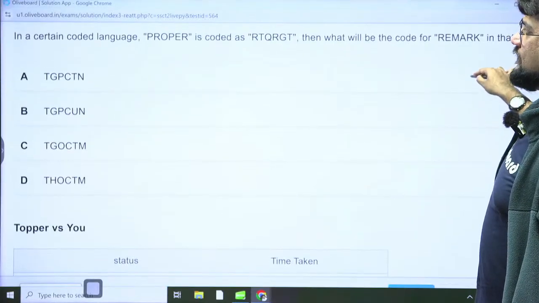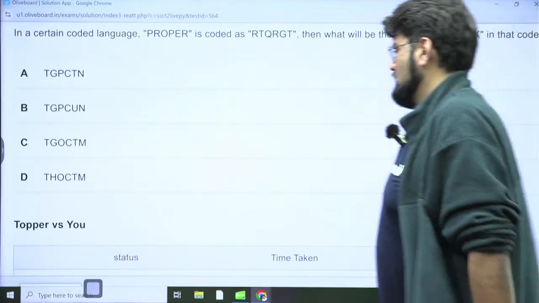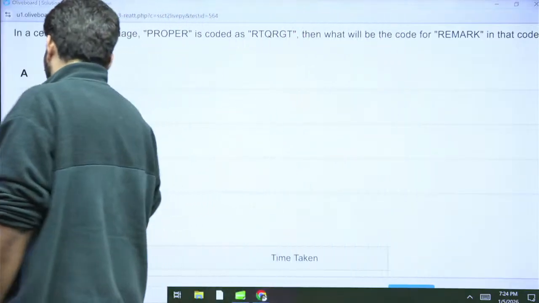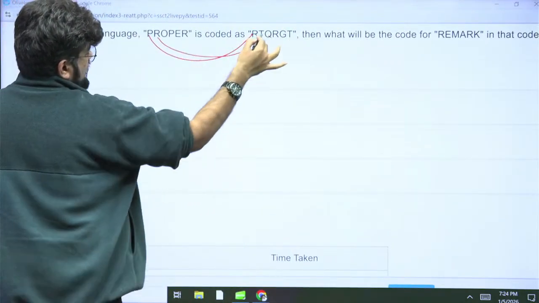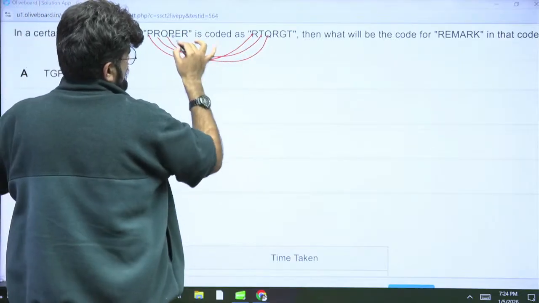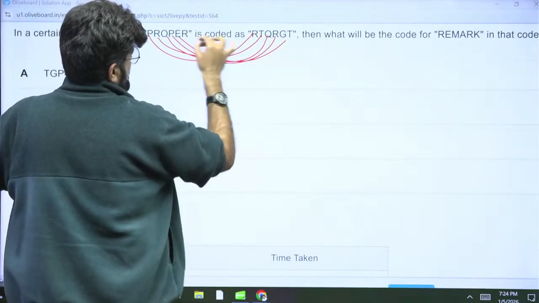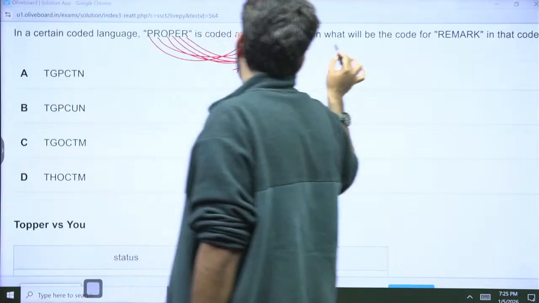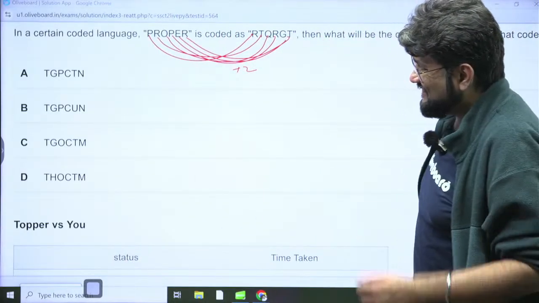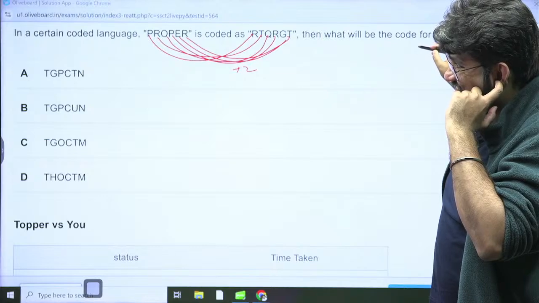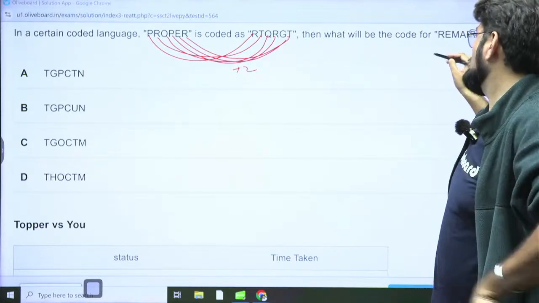Okay. Proper is coded as this. So what will be the code for remark? Let's see. What is the code for proper? So 16, 18 plus 2, 18, 20 plus 2, 15, 17 plus 2, 16, 18 plus 2, 5, 7 plus 2, 18, 20 plus 2. Simple. So R, T, second letter, P, P, O, C, C, C, T, U, T, M, M, M, N. Okay, so we'll have to check it.